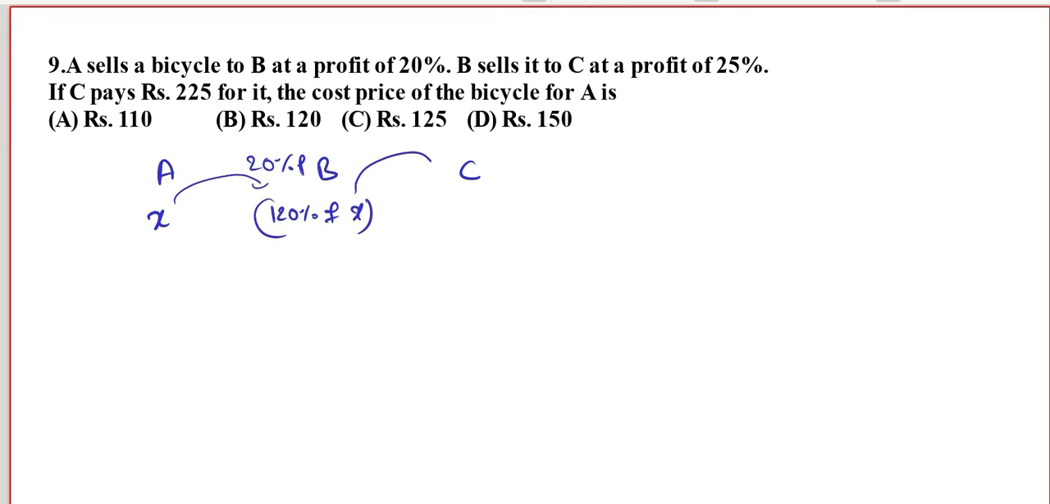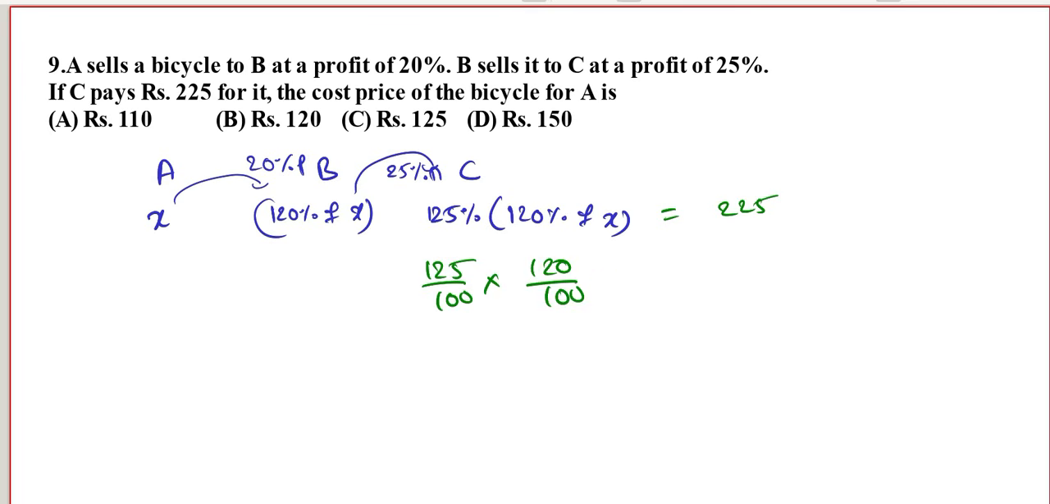120% of A's cost price, that is X. Now again B sold it to C at 25% profit. So B's selling price becomes 125% of B's cost price, that is 120% of X. As per the question, this is given as 225. So from this, we need to find the X value. It is 125/100 into 120/100 into X is equal to 225.